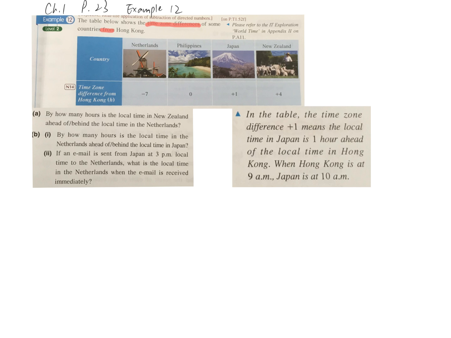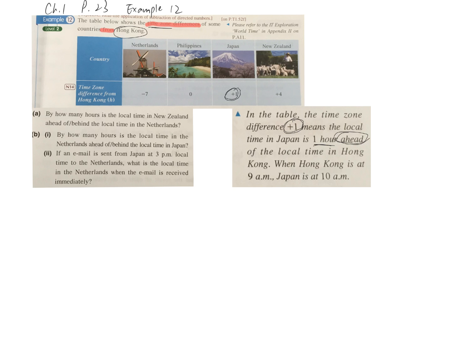So now we are comparing the time zone with Hong Kong's time. So now the next step, let's look at the footnote at the right hand side bottom corner of the table. So it says that in table, the time zone difference, +1, is telling you what is meant by positive in this case. +1, that means Japan's time zone difference from Hong Kong is +1, which means that the local time in Japan is 1 hour ahead.